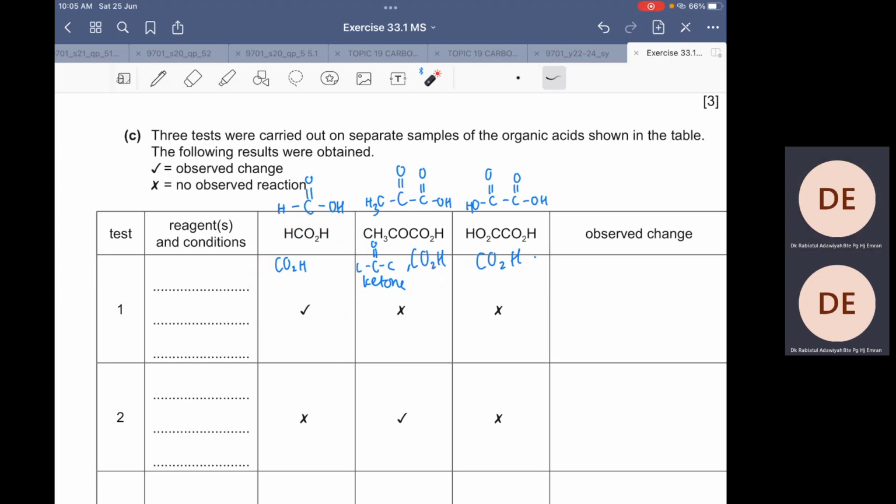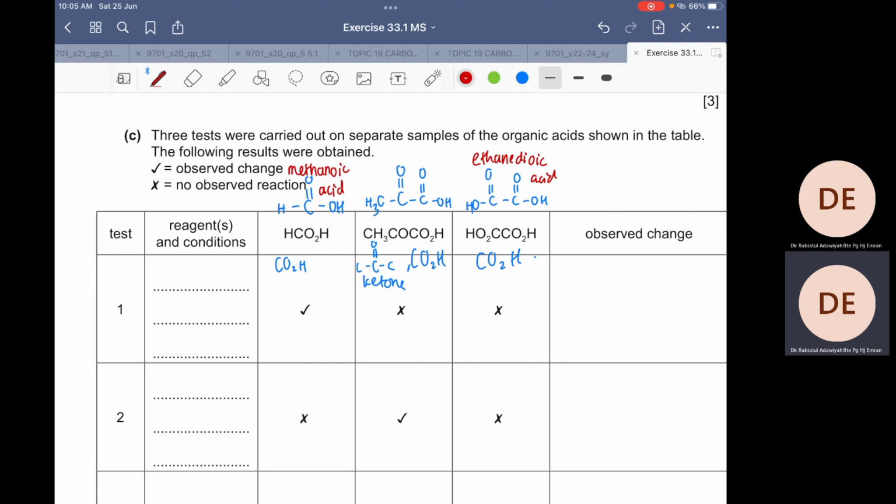Okay? Before we start, there's something that you need to realize. We have methanoic acid and ethane dioic acid. What's so special about these two acids? These two acids have a property that is owned only by these two members of the carboxylic acids and does not belong to other carboxylic acids. What is it? Yes, these two can be further oxidized. So we're going to use that information.